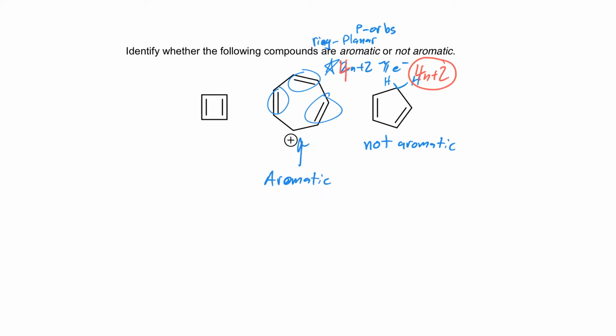And the last one, the square, does have a ring, does have p orbitals, could be planar, but it only has 4 pi electrons. That does not match our number. In fact, that's useful for determining that this is anti-aromatic. It's not just not aromatic, it's actually anti-aromatic, which is even worse than not aromatic.